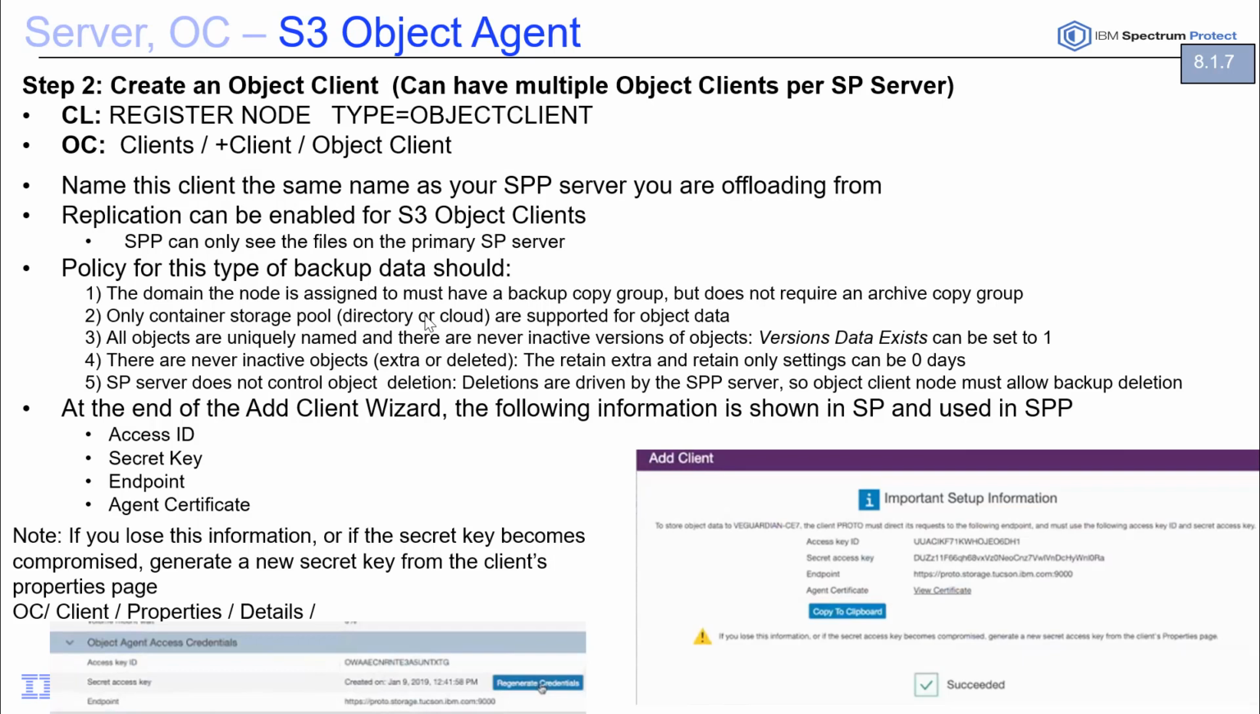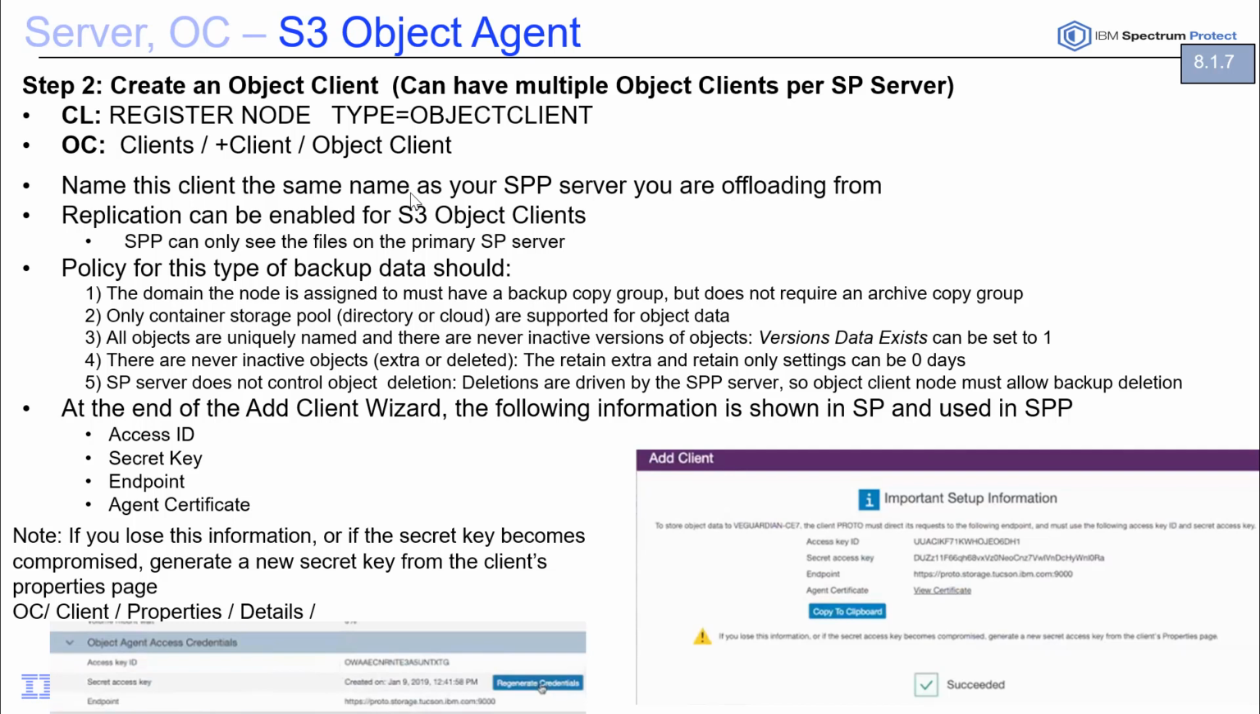After you've set up an object agent, you can set up one or more object clients. You can do this with the command line with the register node command, type equals object client, but I always recommend using the Operations Center, where if you go into clients plus client and then object client, you'll be prompted for the correct entries for an object client. Now I recommend you name that client the same name as the Spectrum Protect Plus server you're going to be offloading from. That'll make it easy to identify.